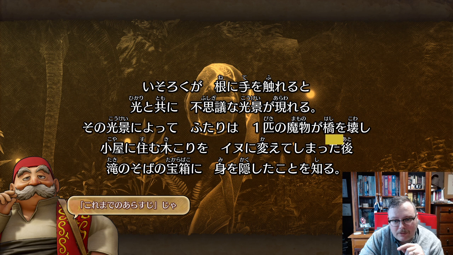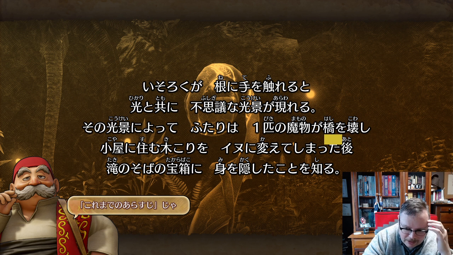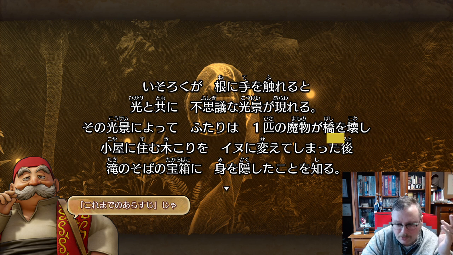So hashi means bridge, and this did happen in the game. So a monster destroyed a bridge, and then hid himself in a treasure chest. And that's what they're telling you here. Hashi o kowashi. Kowasu means to destroy something.